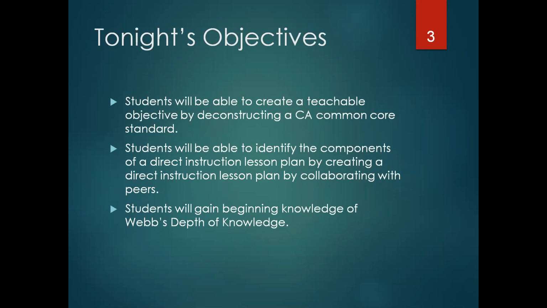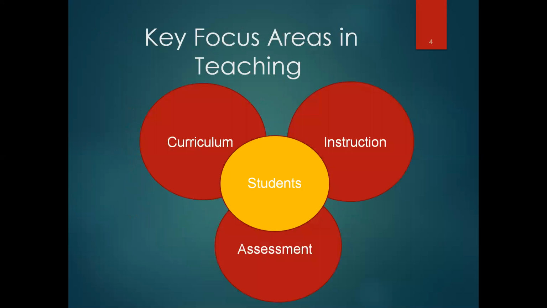And then we're going to start touching upon Webb's depth of knowledge, or DOK, as many of you have heard it. So what you want to focus on in teaching is CIA: curriculum, instruction, and assessment. All of that should revolve around students, and all of them are just as important. What you teach is the curriculum, how you teach it is the instruction, and whether or not they learned it is your assessment. And all of those things feed off of each other. Your assessments are going to tell you what to teach and how to teach. Your curriculum's going to usually tell you what to assess.